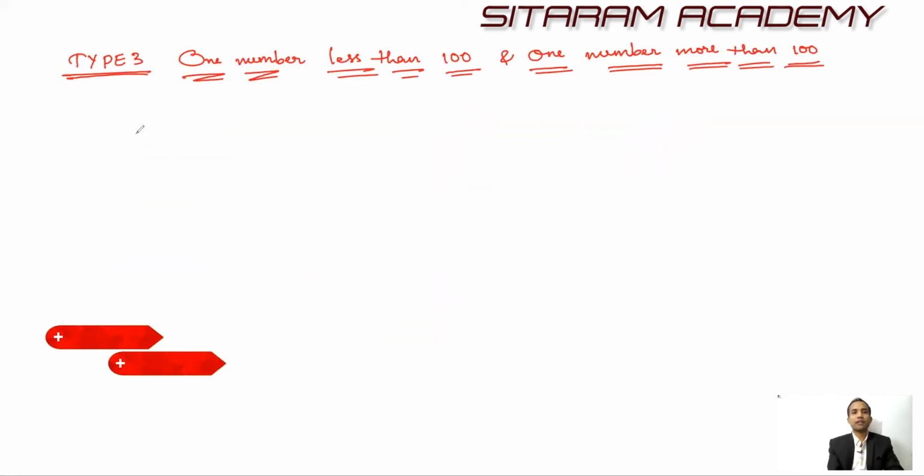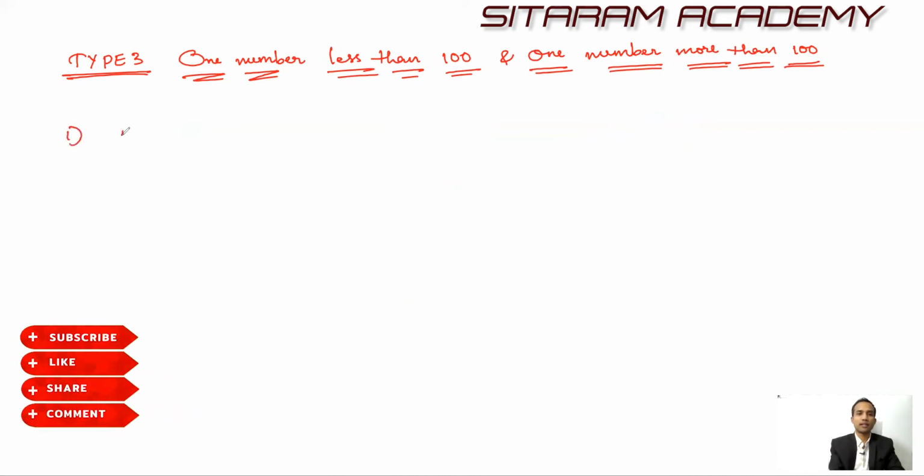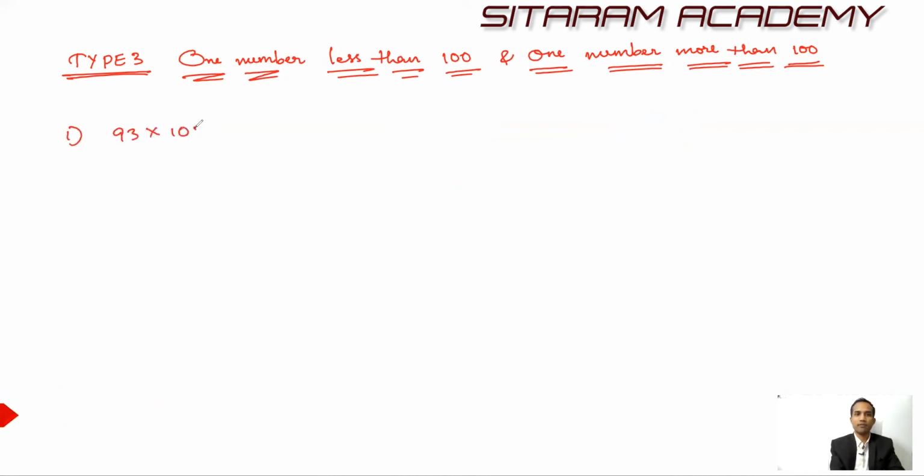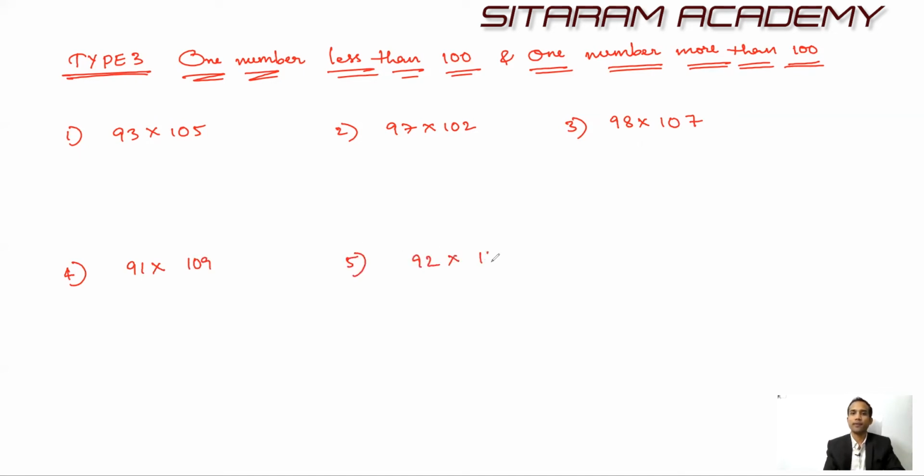So let us see if one number is more than 100 and one number is less than 100. Let us say 93 into 105. First example, let us say 97 into 102. Let us say 98 into 107. Let us take the fourth example, 91 into 109. Fifth example, 92 into 112.